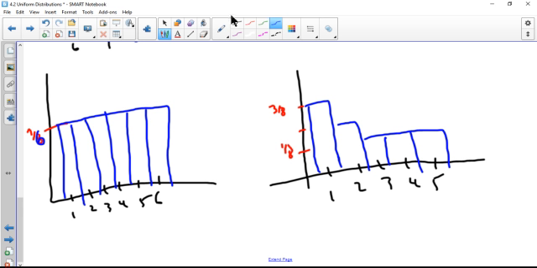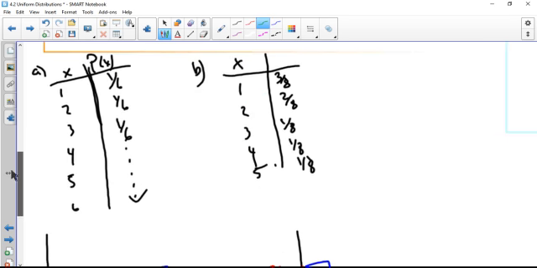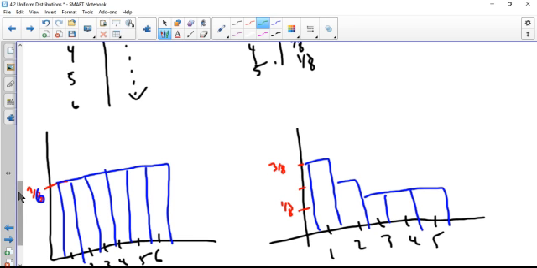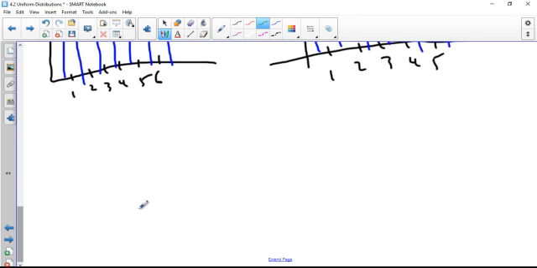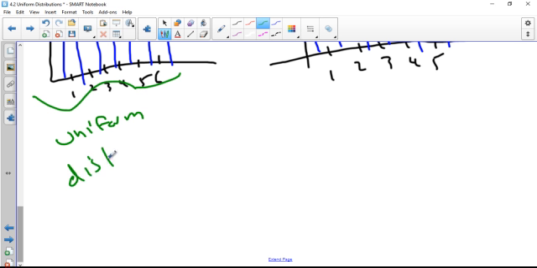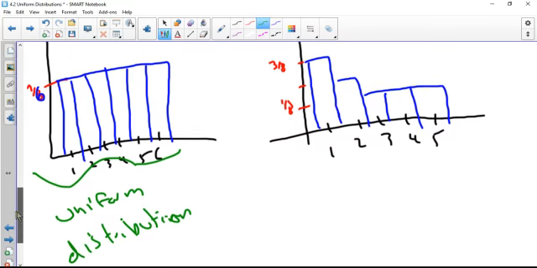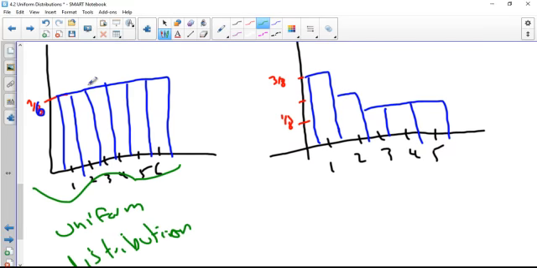So, moral of the story. This is known as a uniform distribution. So why is it uniform? Well, uniform means all the same. If you look at the probabilities, it all has the same probability. So things like rolling a die, flipping a coin, anything that's the same probability of outcome.